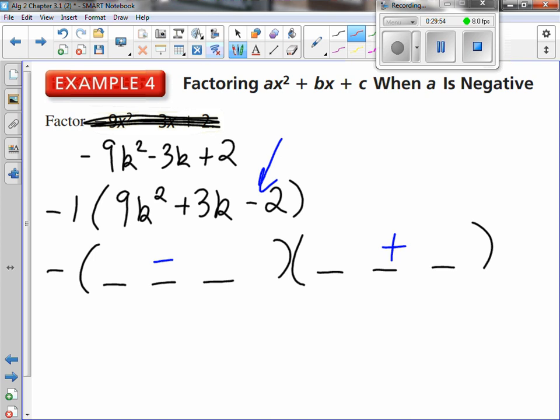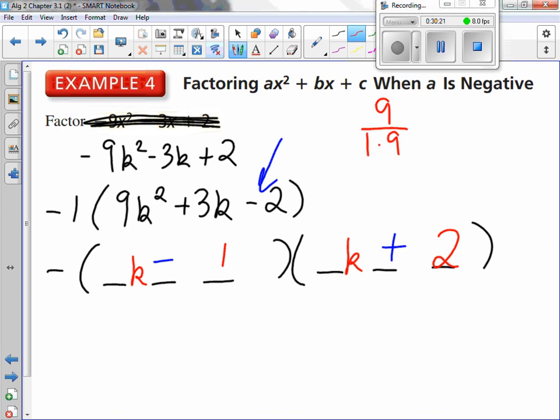So k squared's first. K squared's part of the first term, and when we find the factors of it, they will have k and k. Factors of 2 are 1 and 2. It's just one set of factors, so I'm just throwing it down. Now, 9, on the other hand, has more than 1. Factors of 9 are what? 1 times 9 and 3 times 3. So what do we want to try? 1 and 9 or 3 and 3? 3.